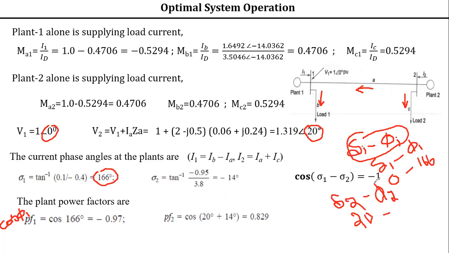What is phi 2? It is the load angle. So here phi 2 is nothing but your load angle, isn't it? So what is the load angle you are getting? Minus 14. So it becomes plus 14, because minus of minus becomes plus. So 20 plus 14 is 34. Cos of 34 is your 0.829. Is the value okay? You check cos of 34. Is 0.829 right?